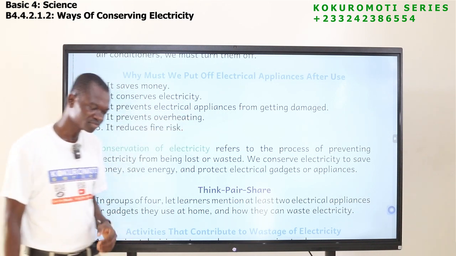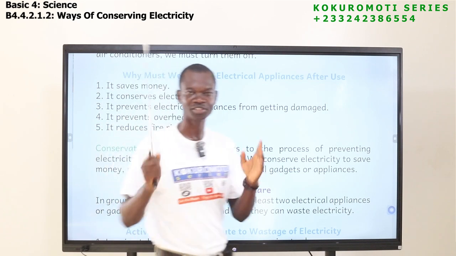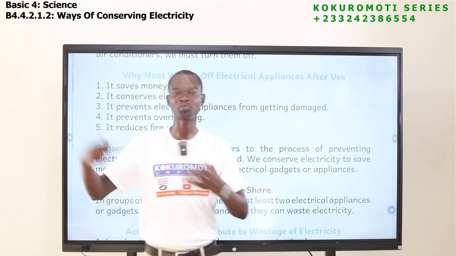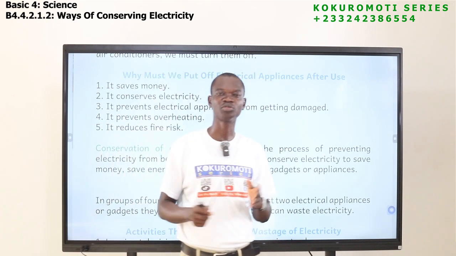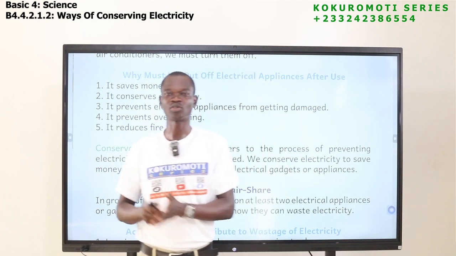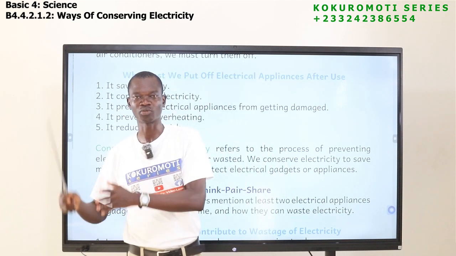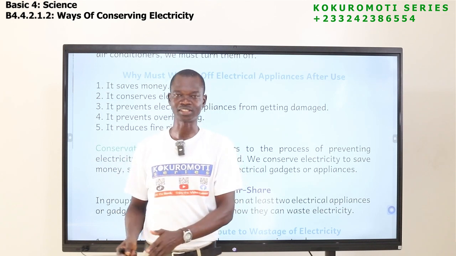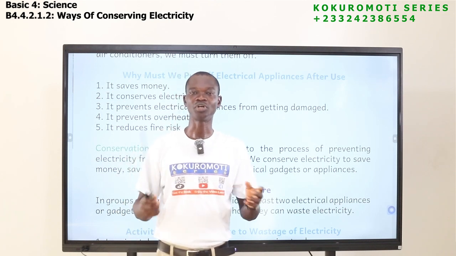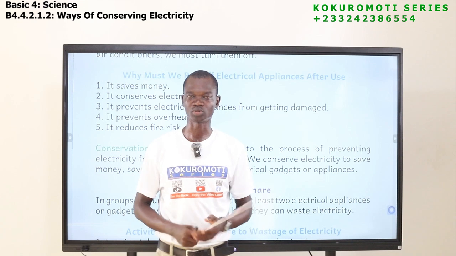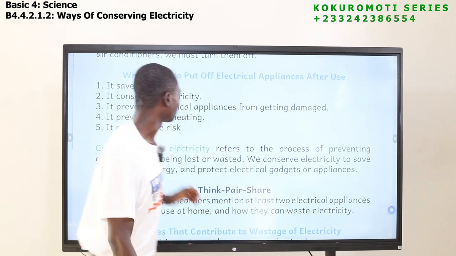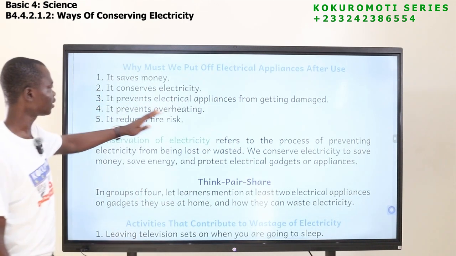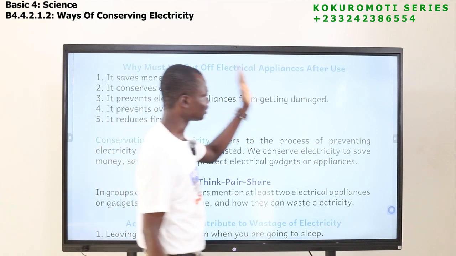The next one is that it conserves electricity. You see, if you waste it, the electricity that we are wasting, some people also need it. So we need to use it wisely. We need to conserve it, prevent it from going to waste, or we need to stop wasting the electricity. If you're able to do that, you have more electricity for other people to also use.